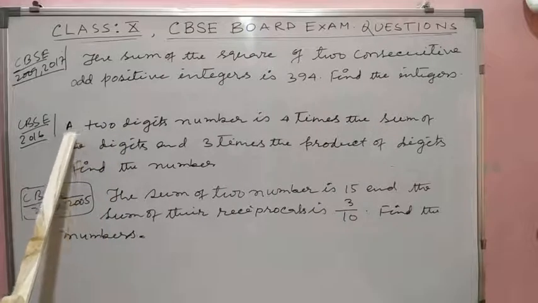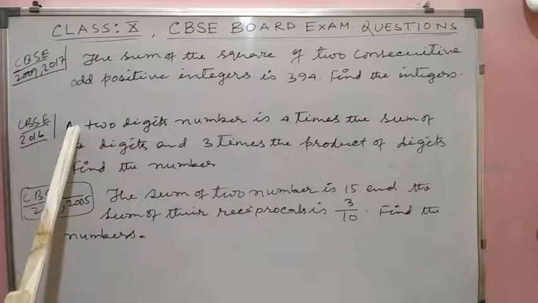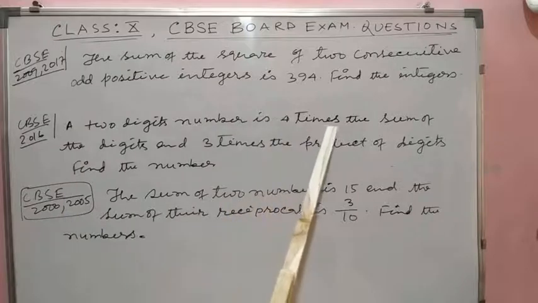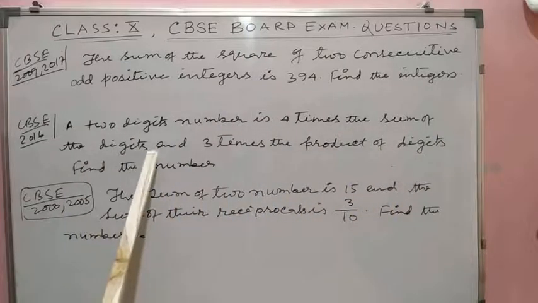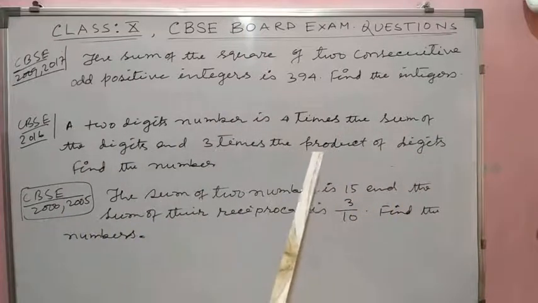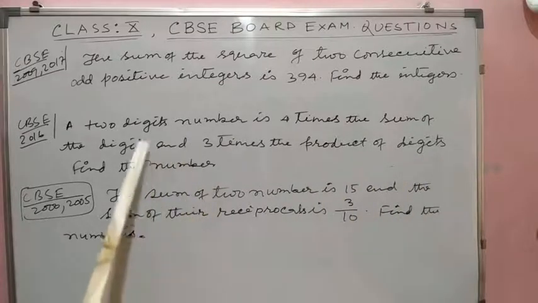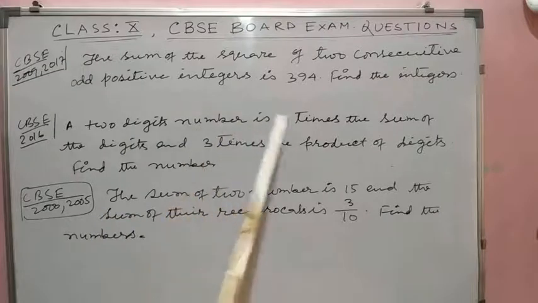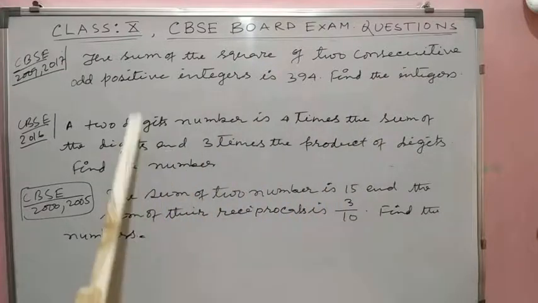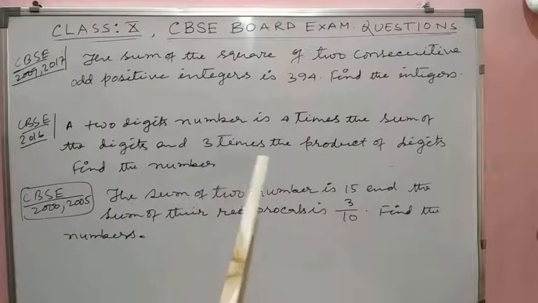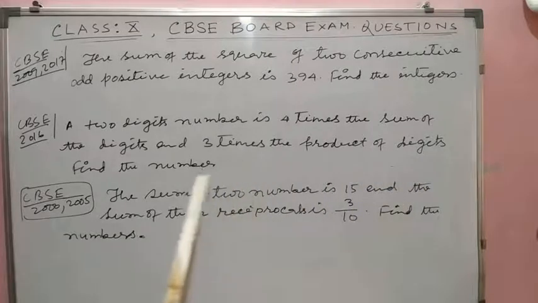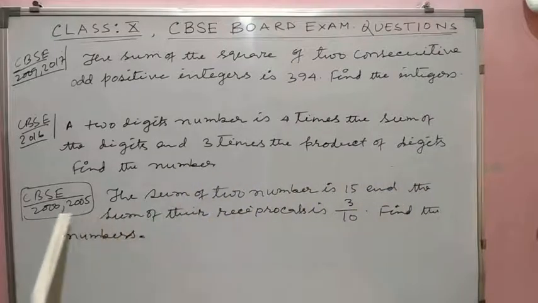Next, this is given 2016 CBSE exam. A 2-digit number is 4 times the sum of the digits and 3 times the product of the digits. Find the number. That is, the 2-digit number is 4 times the sum of the digits. Again, the 2-digit number is 3 times the product of the digits. So you have to find out the number.